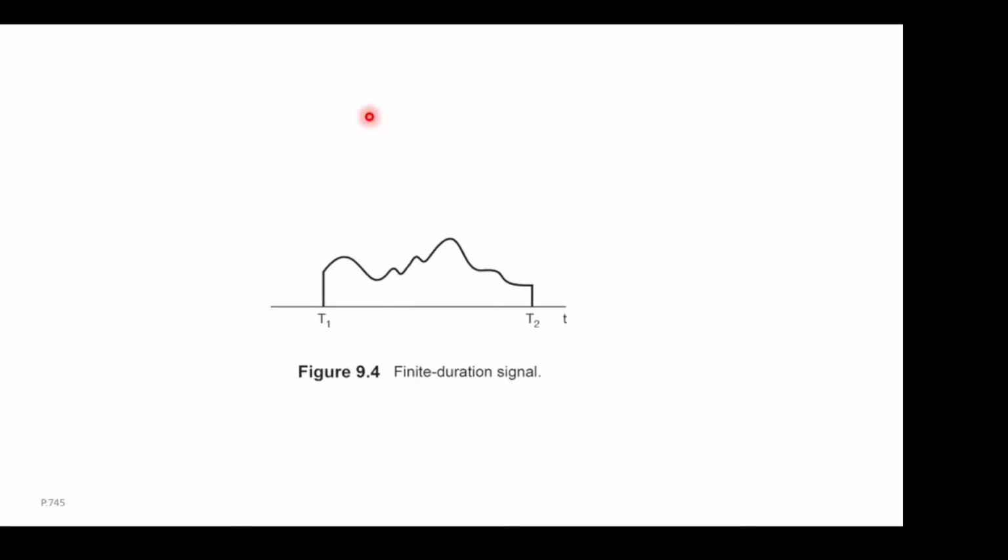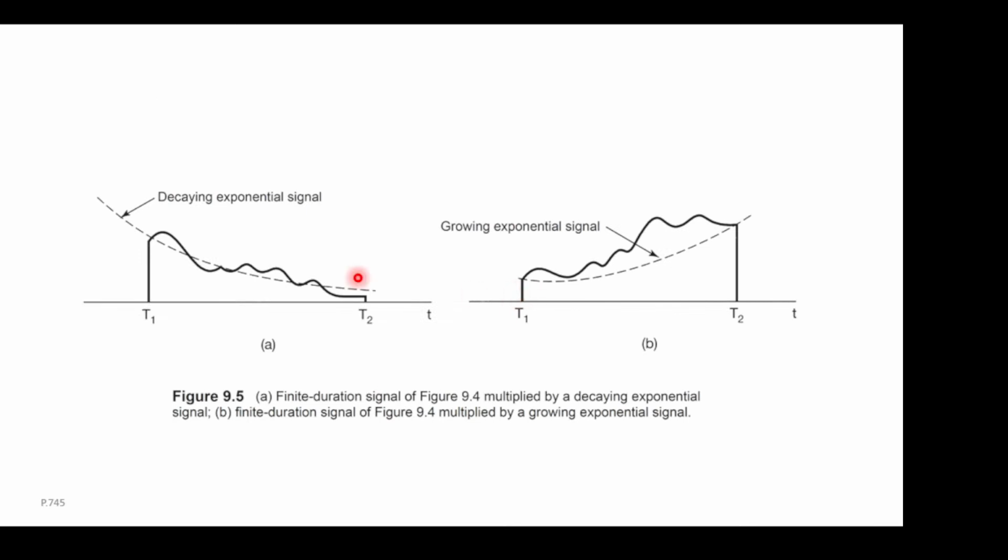Well, your x of t looks like this. Then you can multiply by different e to the minus sigma t. So depending on whether your sigma is bigger than 0 or smaller than 0, you get an exponential growth or exponential decay multiplying your signal.